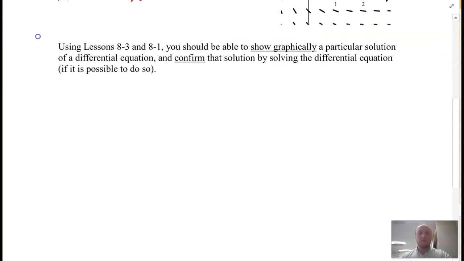Okay, so just a little note, using lessons 8.3 and 8.1, you should be able to show graphically a particular solution of a differential equation and then confirm the solution by solving the differential equation, right? Just by using the slopes, your knowledge of the slope, and by graphing the function.